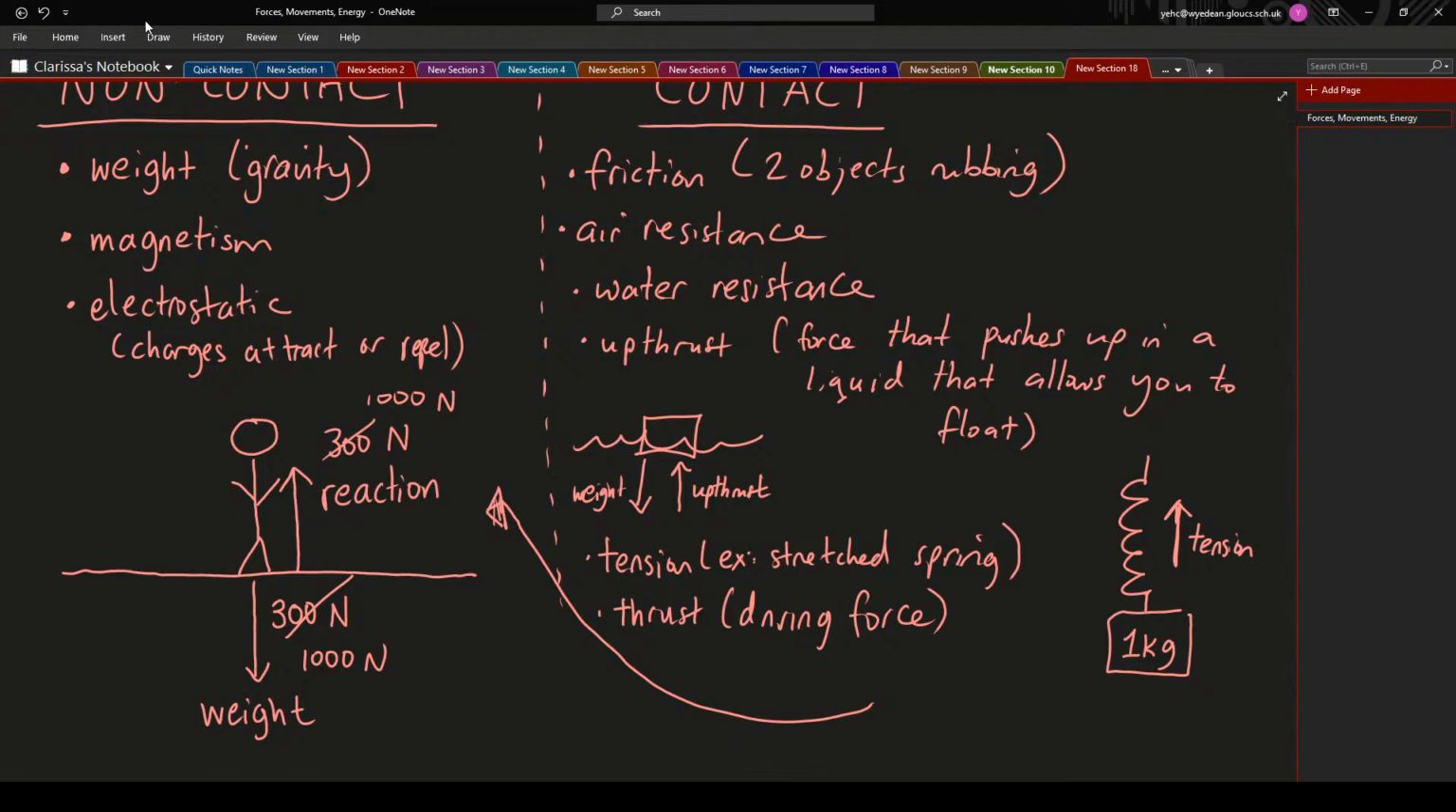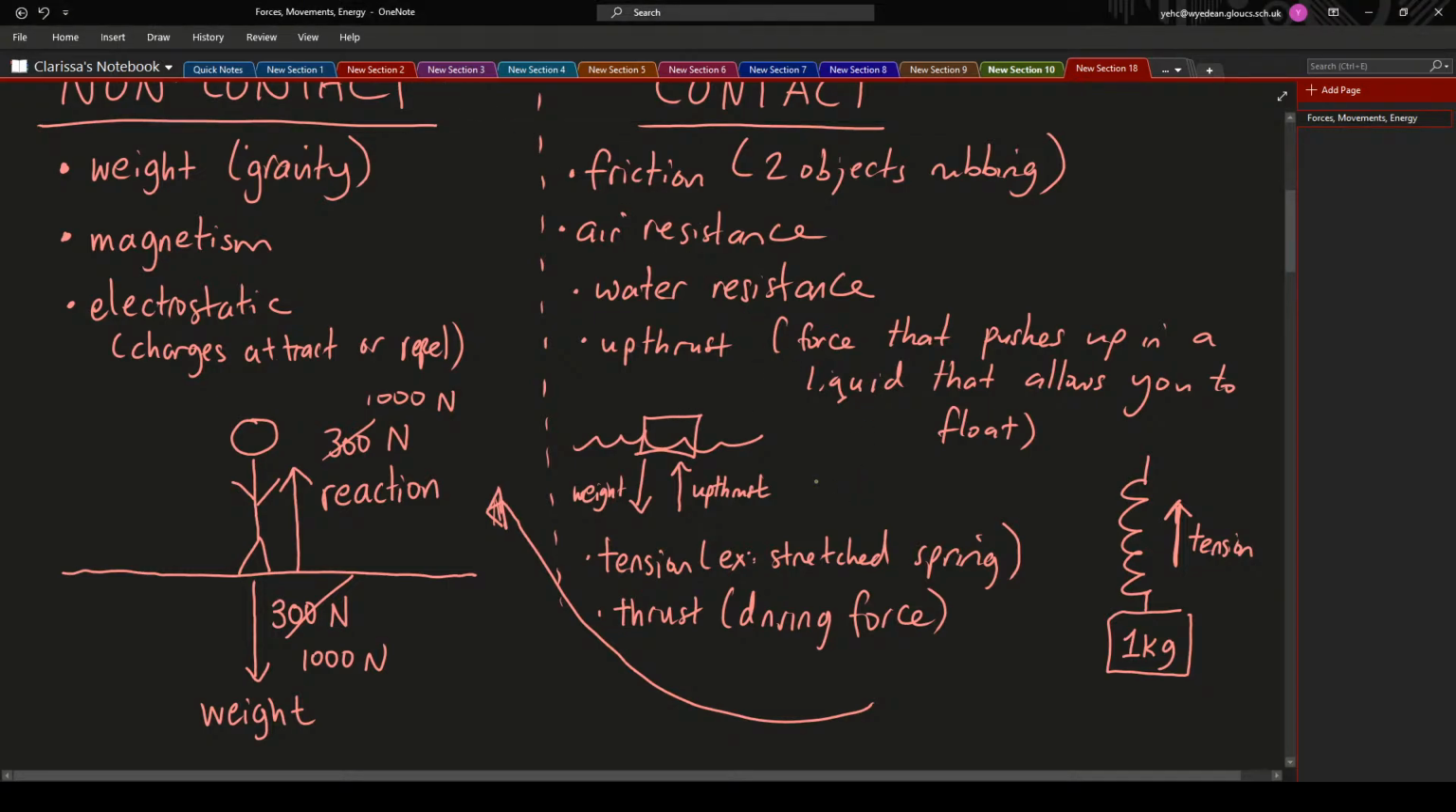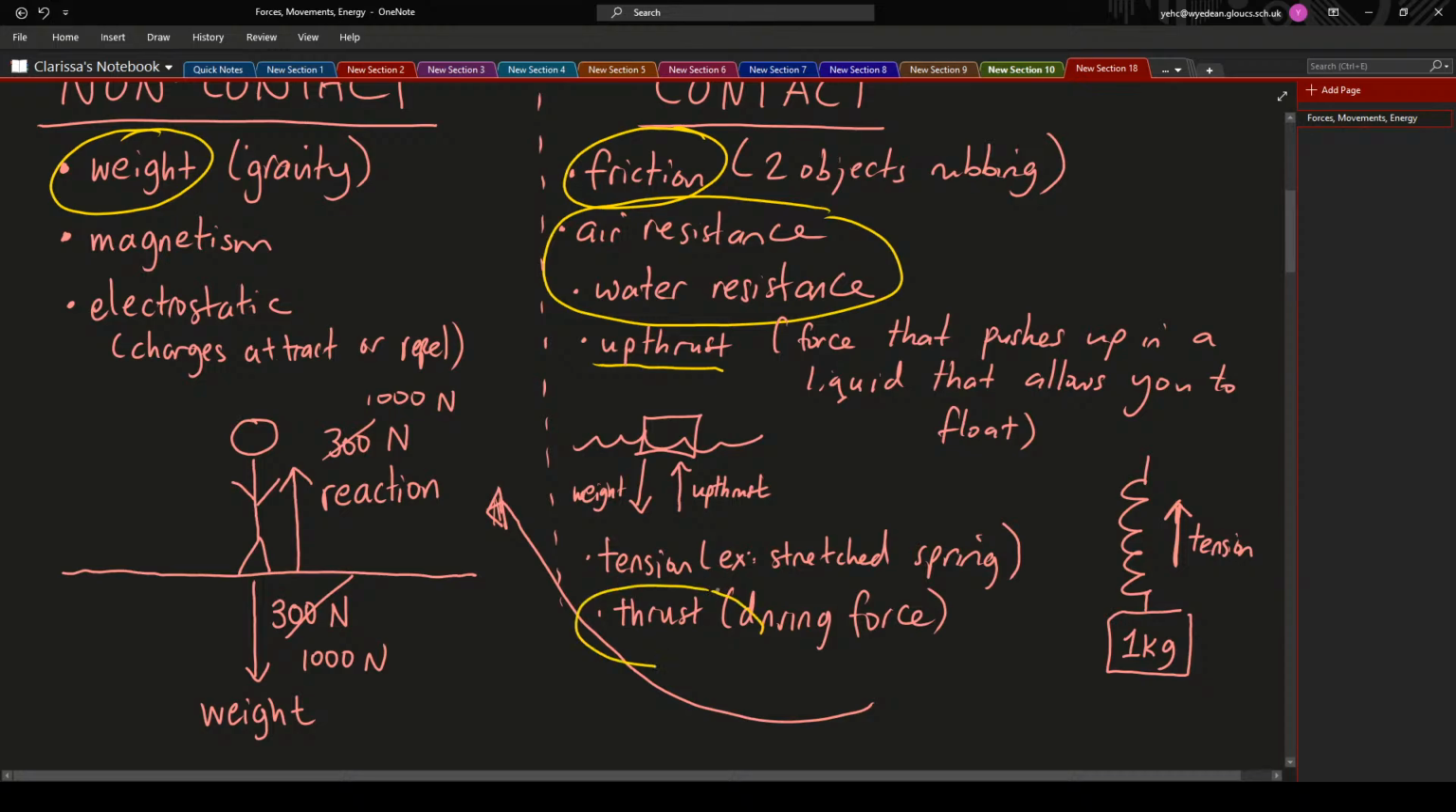I'll circle the most common ones that are going to come up regularly, just for you to be able to, when you see it in a question, not get confused. So weight is a force that comes up regularly in examples. Magnetism and electrostatic forces, not so much. Friction comes up quite a bit. Air and water resistance. Upthrust, not so much, but I'm going to just underline it. Tension, not so much. Thrust comes up a lot, and reaction force is one that you have to remember exists.